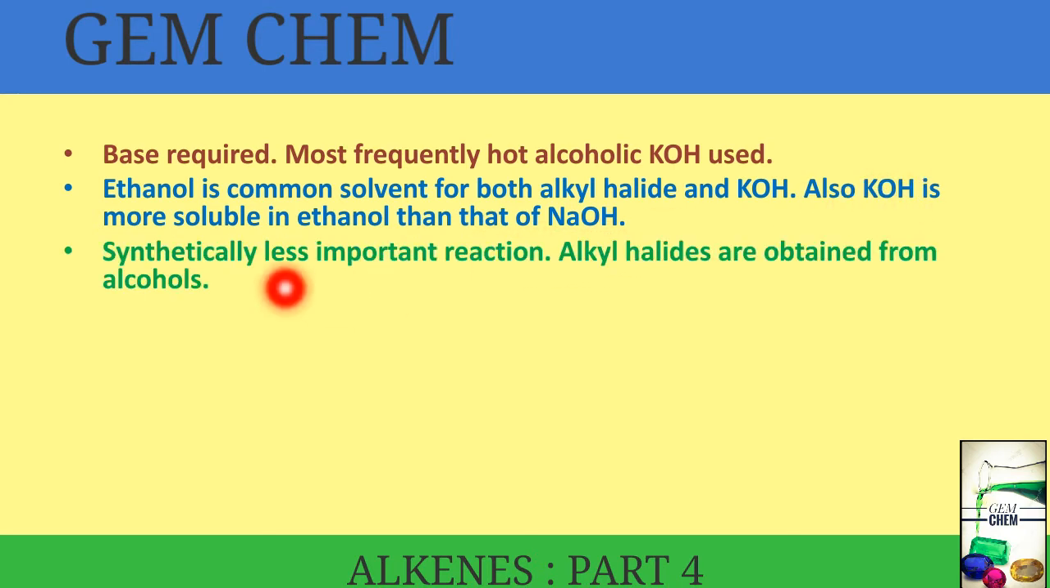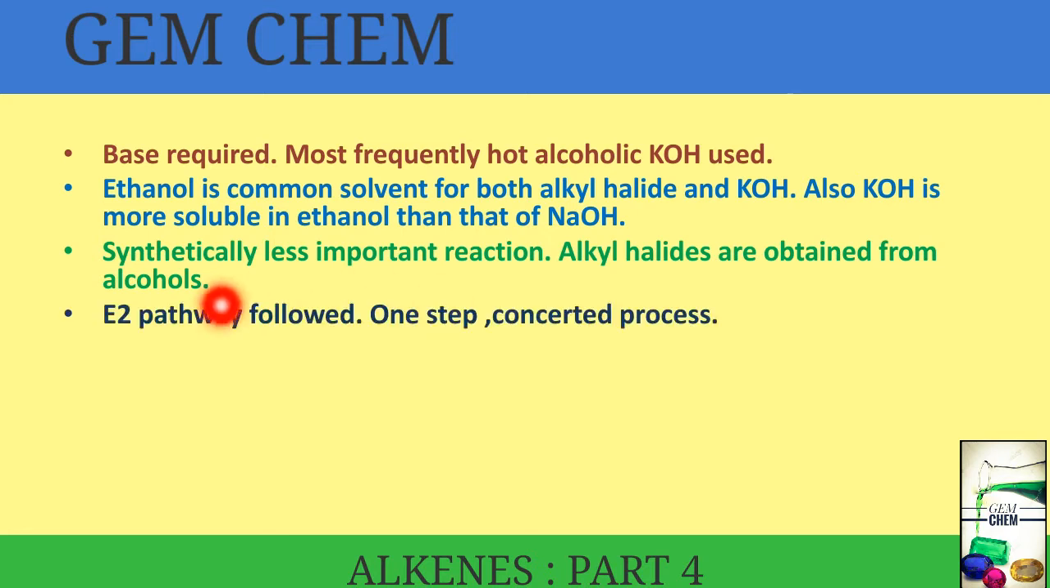Now synthetically, this is a less important reaction, because alkyl halides are obtained from alcohols. We know that alcohols can easily be obtained and alcohols can generate alkenes, so there is no necessity to make alkyl halides and then obtain the alkene by dehydrohalogenation. That is why it is synthetically less important.